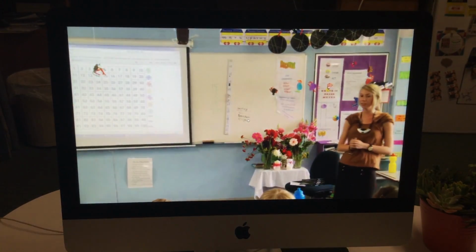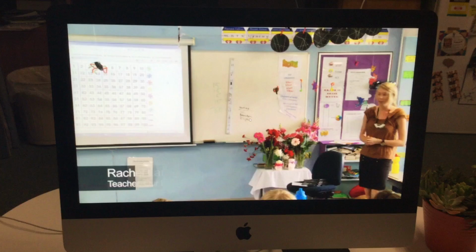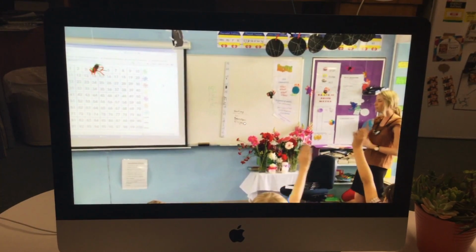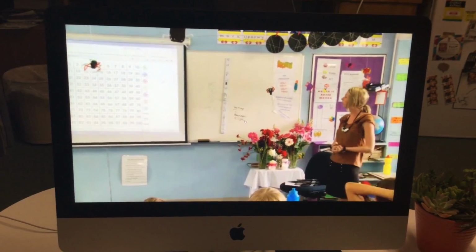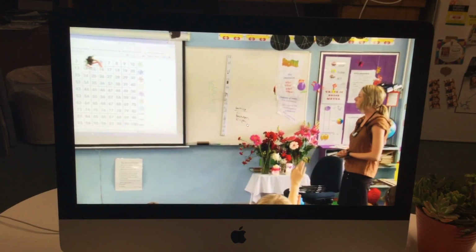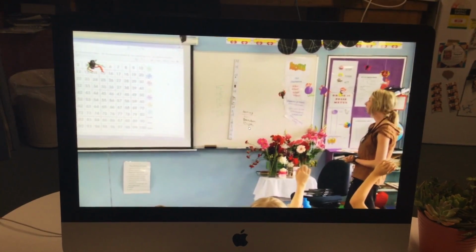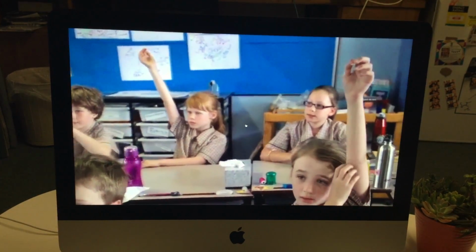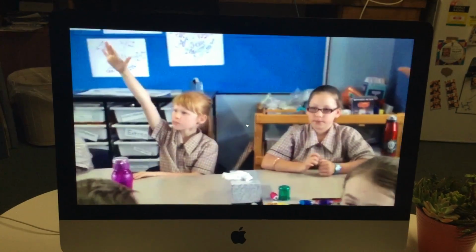Alright, everyone have a look at this hundreds board for me, and who can find all the patterns in here? Just have a think before you put your hand up, have a think. How many patterns can you see? What kind of pattern? Alright, Tika, name a pattern for me. In your twos, like 2, 4, 6, 8. Yeah, good, that's a pattern, good.